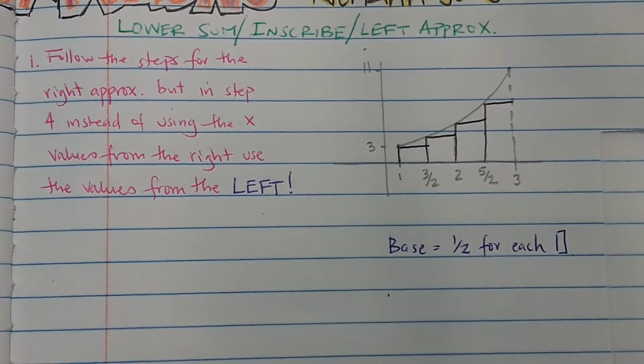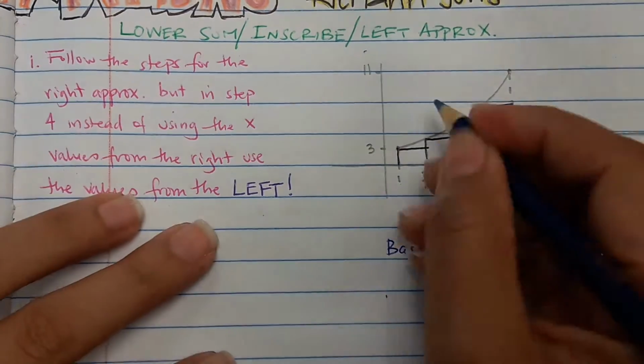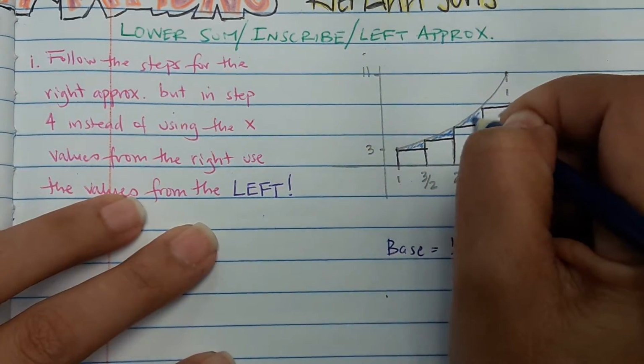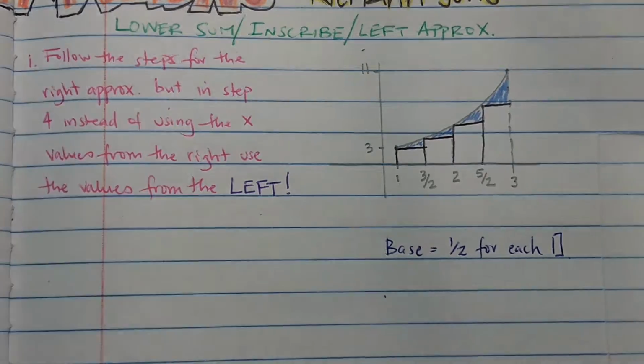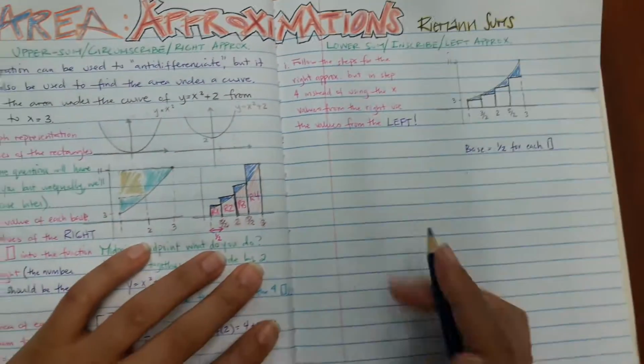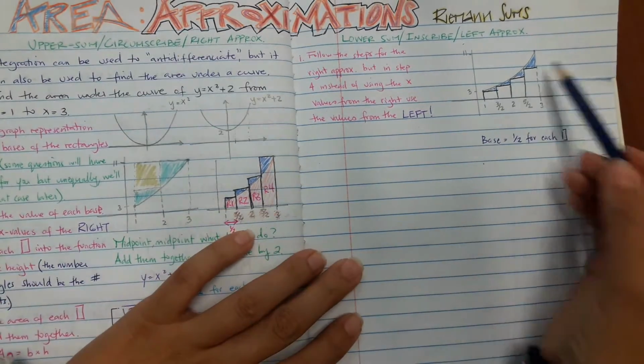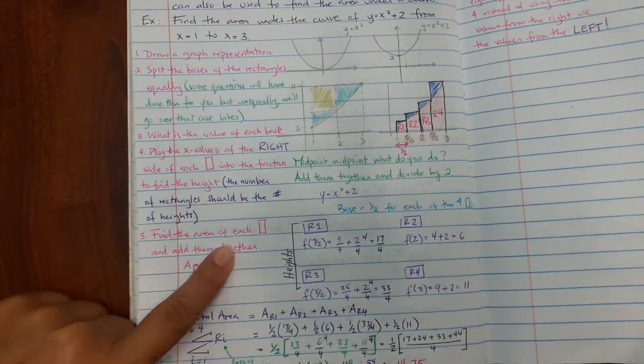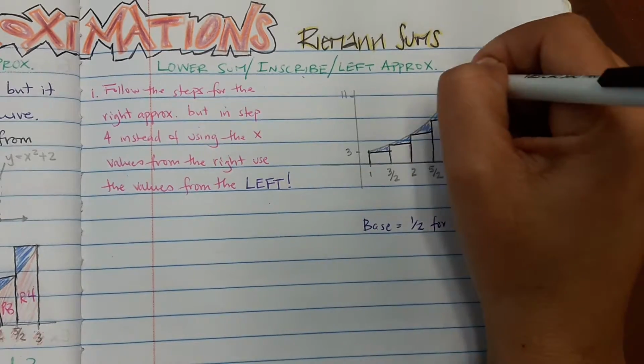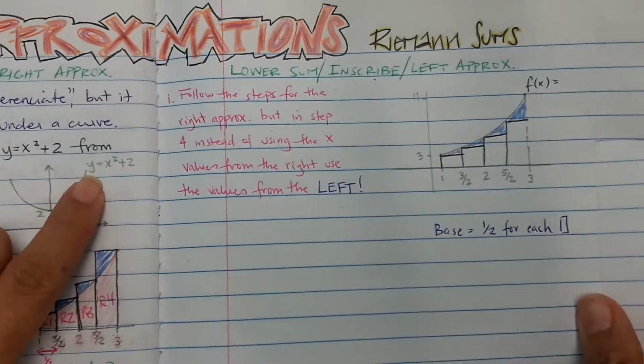So this time you can see that now we have spaces underneath the curve left over. So this is going to be an underestimation, whereas before on the one from the right, it was an overestimation. So you can see our area is going to be off a little bit. It's going to be a little bit less than it should be. Alright, so let's find the area of each rectangle. Remember, area of a rectangle is base times height.